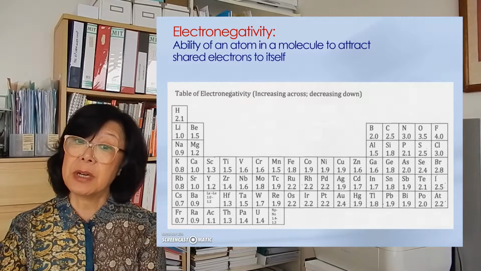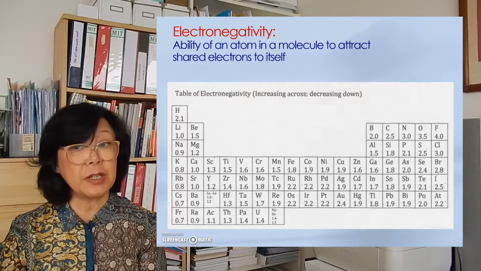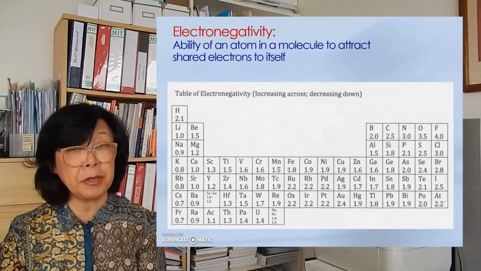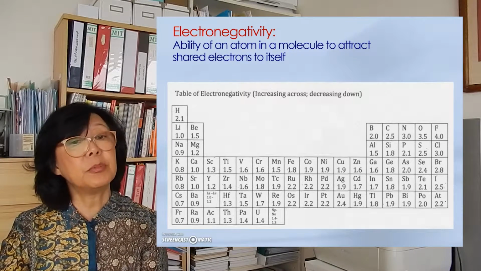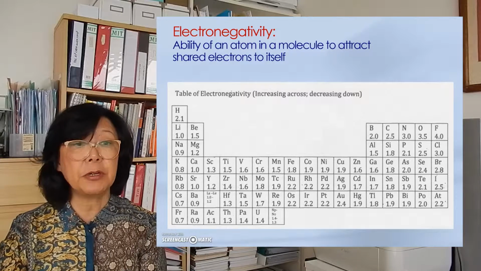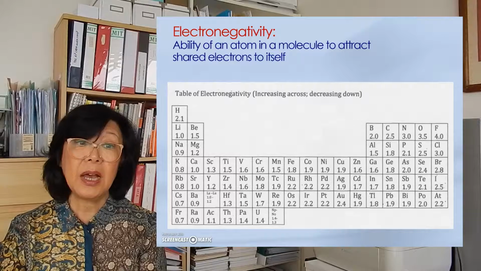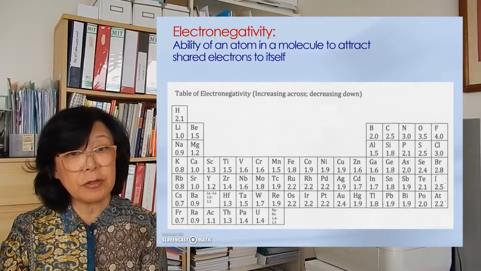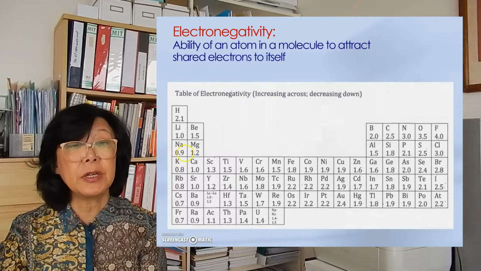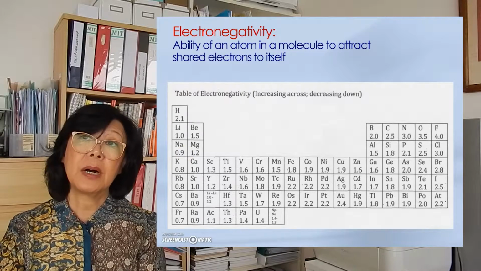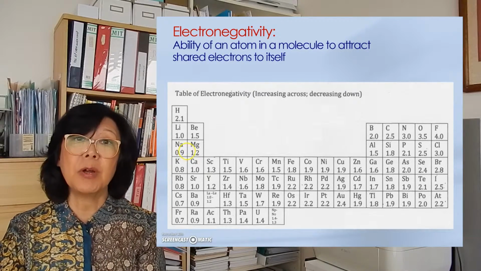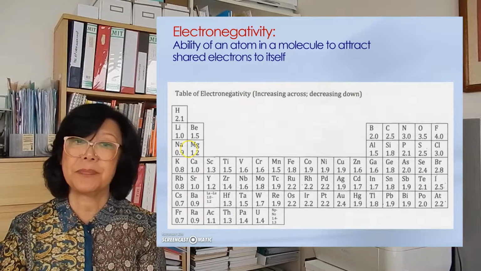Now it's increasing because there's greater effective nuclear charge, more protons across the period. But when you move down a family group, we notice that it's decreasing to francium 0.7, and the reason for the decrease in electronegativity is because of increased electron shielding effect, because there are more energy shells, more core electrons.